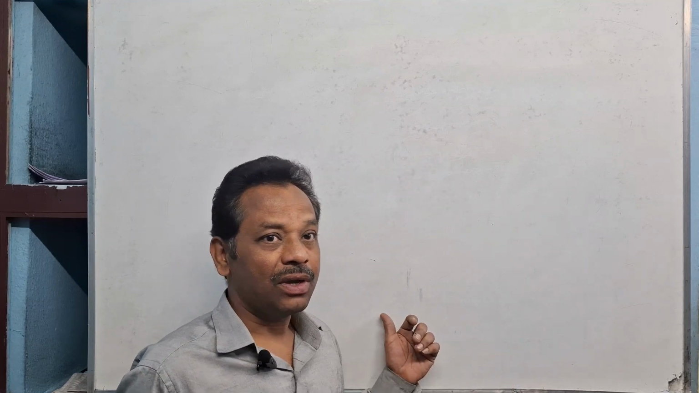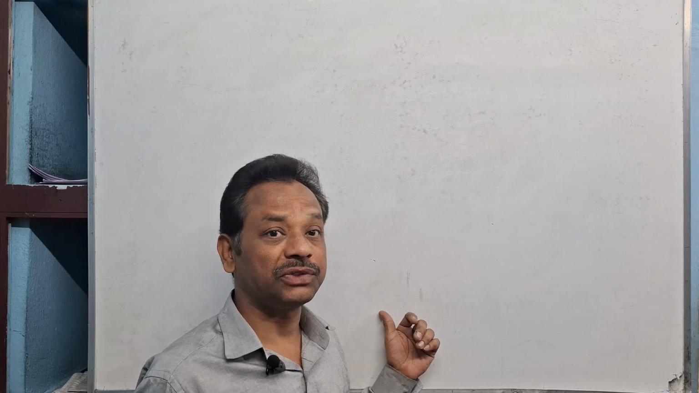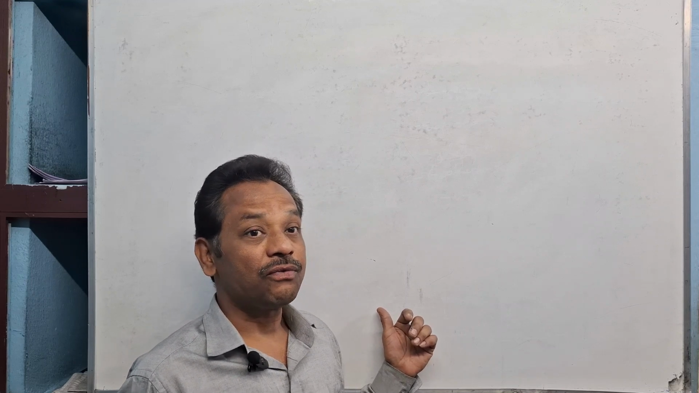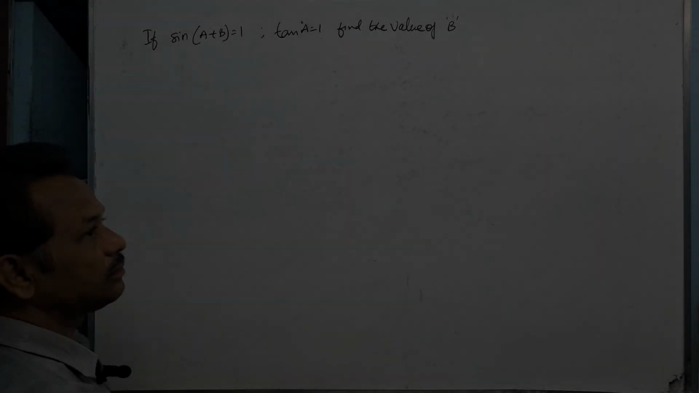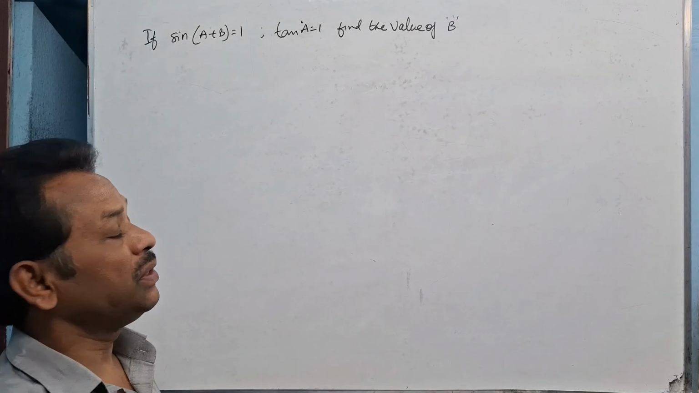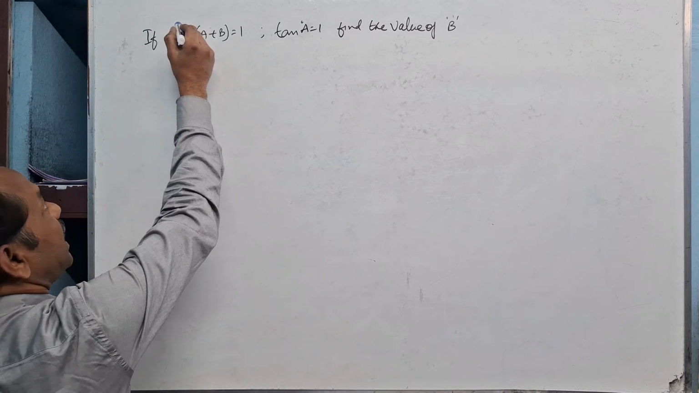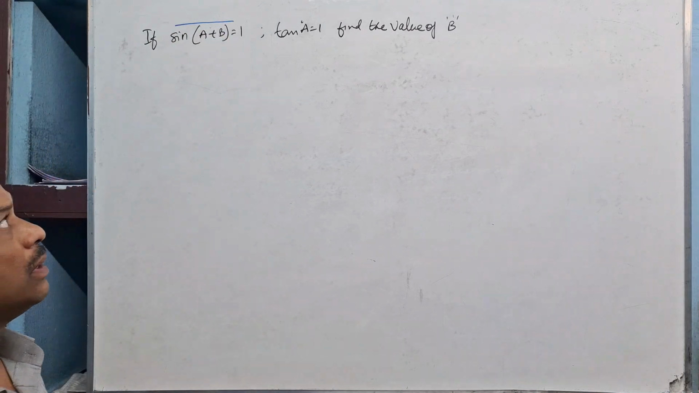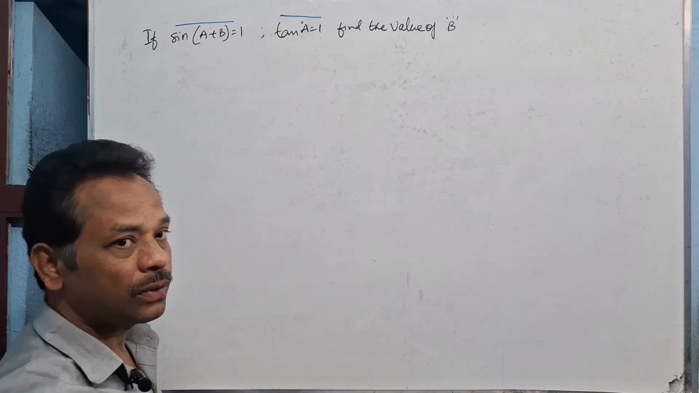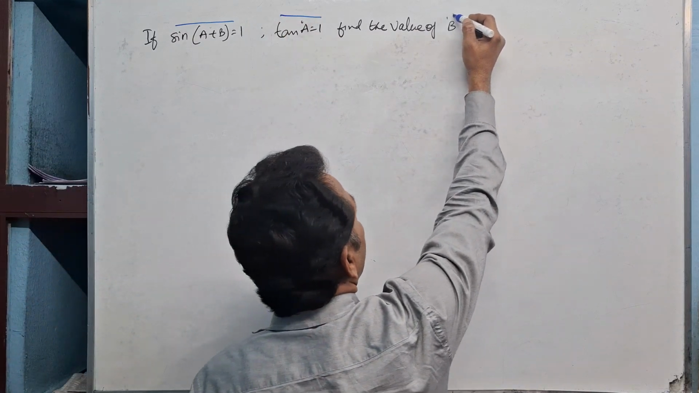In this session, we will discuss the most important questions from trigonometry for your final exams. In this question, it is given that sin(A + B) = 1, tan A = 1. We need to find the value of B.